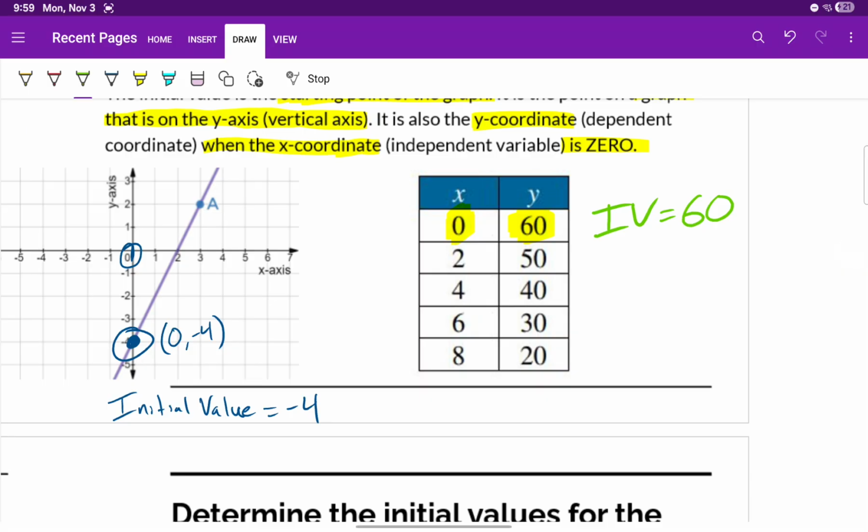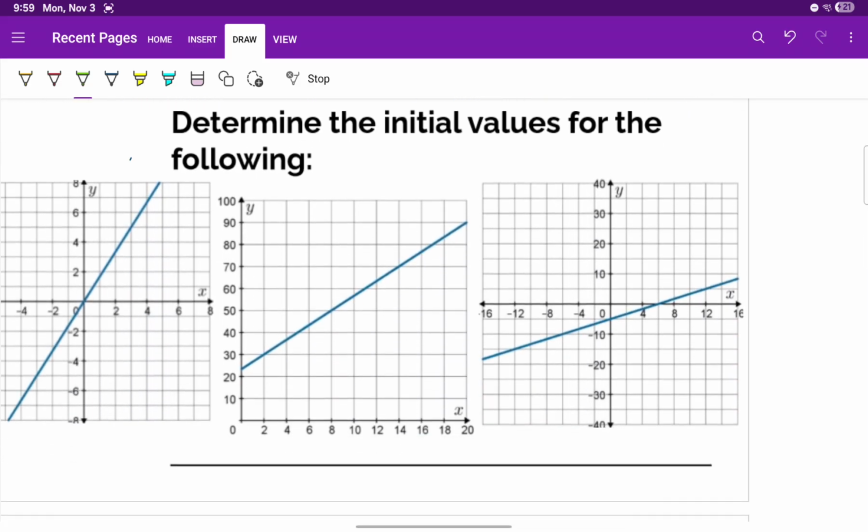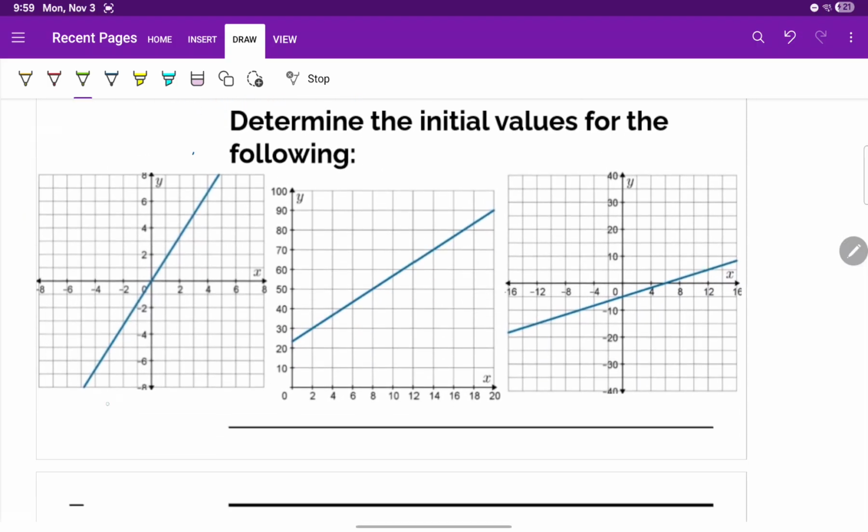Rolling right along here. Again, feel free to pause at any point or go back. Okay? We're going to look at some initial values from some graphs. Like I said, I am going to write IV for short. So for each of these, we are just going to put IV and just write what that is. Again, your key right now is just identifying what the initial value is.